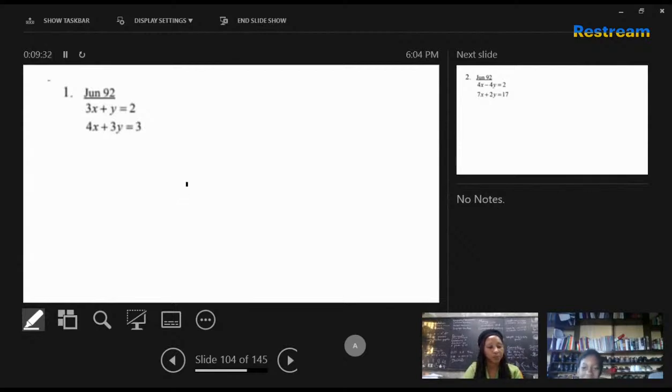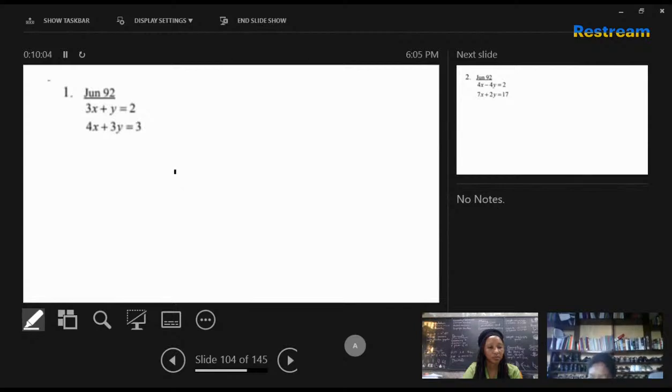Okay, so Miss, we're going to have to get the first value the same if we want to find y. 3x plus y is equal to 2. 3x plus 3y is equal to 2. Miss, we have to get the same value for the x. Make them the same. So we're gonna do what?